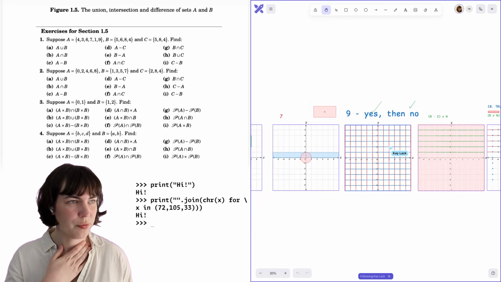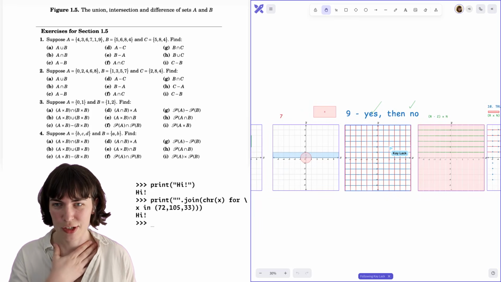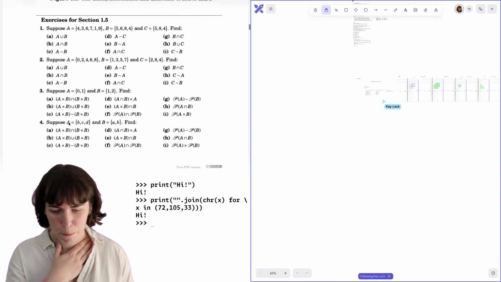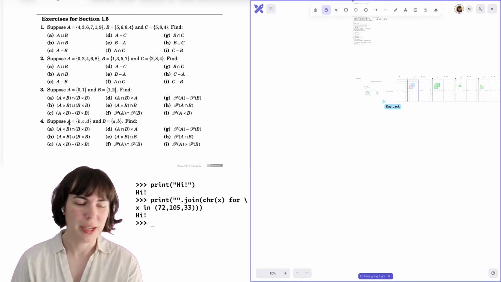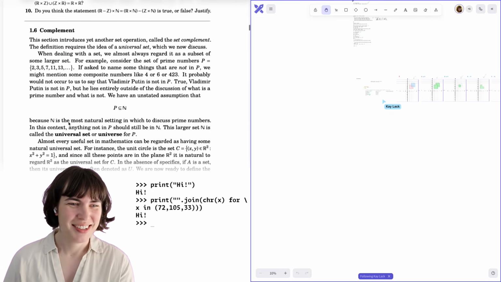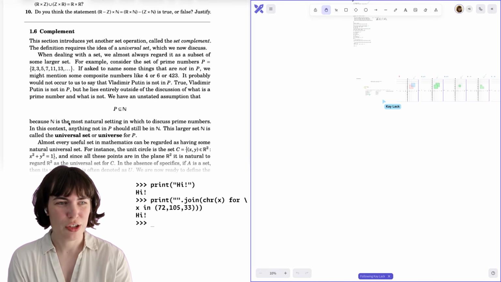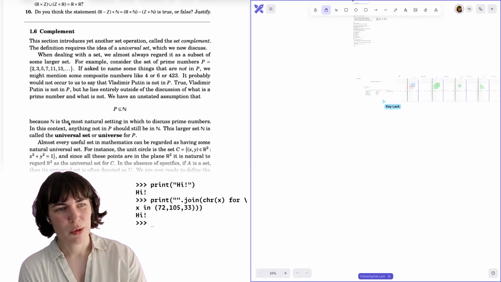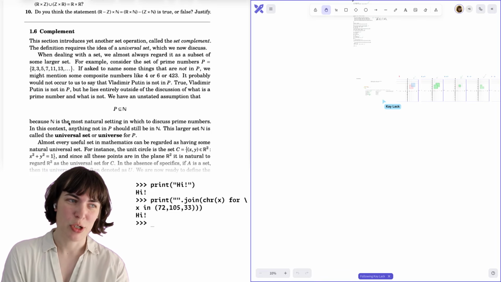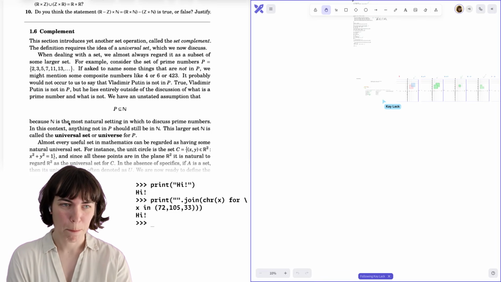Let's move on. How are we doing for time? All right, we've got an hour left. Okay, section 1.5. No, wait, I already did that. 1.6, the complement. This section introduces another set operation called the set complement. The definition requires the idea of a universal set, which we will now discuss.